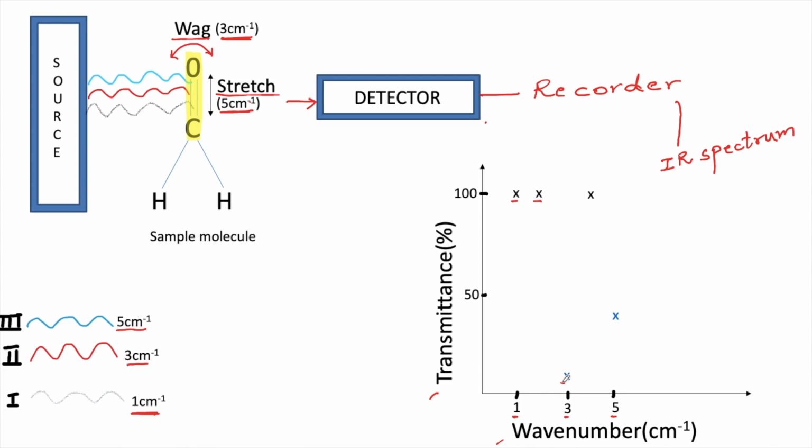Similarly, for radiations corresponding to wave number 5 per centimeter, it's shown here in the graph that 40% of the light is getting transmitted, meaning passed through the molecule, and 60% of it is getting absorbed. And corresponding to wave number 4 per centimeter, as it doesn't match with any of the stretching and the wagging vibrations, no absorption happens over here too. So it's shown as 100% transmission. So let's see what will happen if we join all these points together.